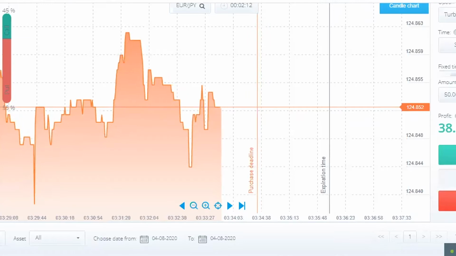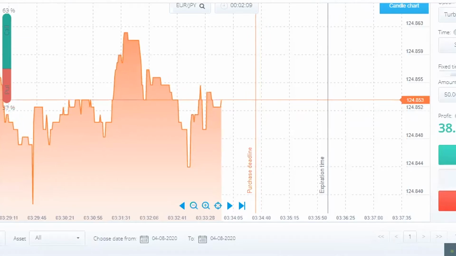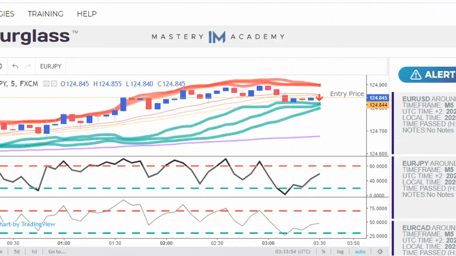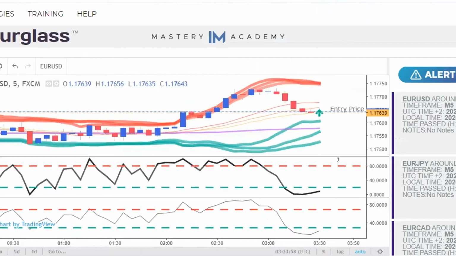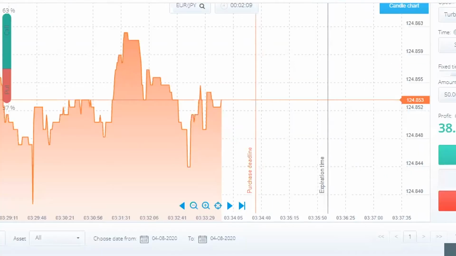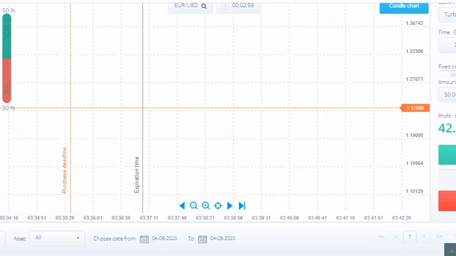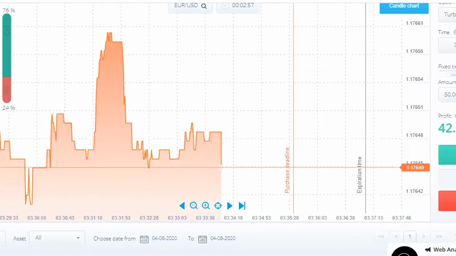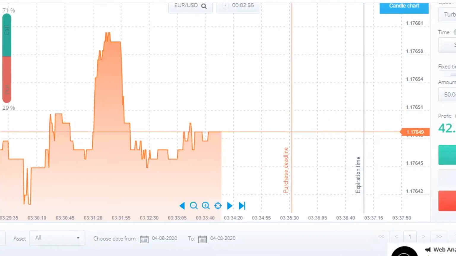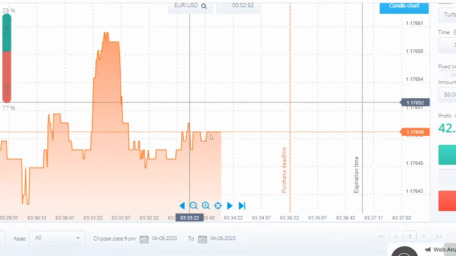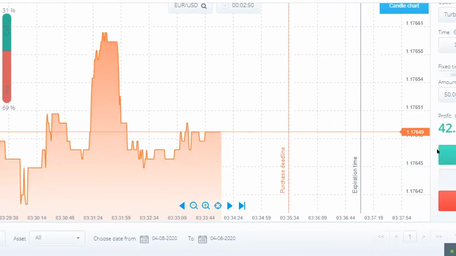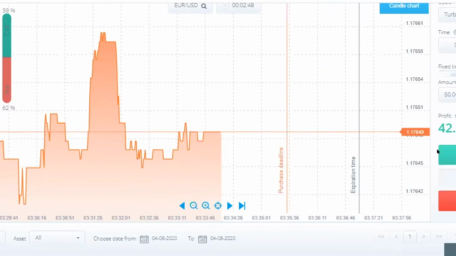649. If I see a pullback down to like the low 40s, like 643 ish, I'm going to go in for a put. So that's what I'm waiting for. I'm waiting for about 643. Just to clarify, that's going to be a call or a put? Put or call.